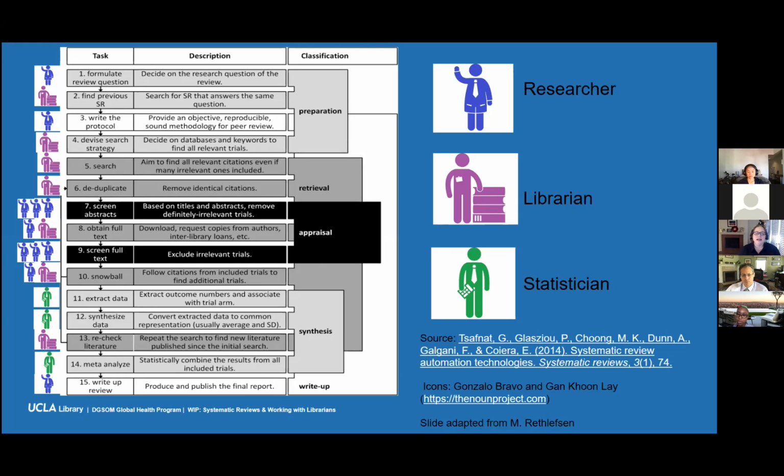Then data extraction and data synthesis, if you're doing something like a meta-analysis, is important to involve a statistician. At some point, these particular steps often take months to years, and so there is an opportunity to connect with the librarian and recheck to make sure you haven't missed anything really important that just got published before you submit to a journal. If you're doing the meta-analysis part, you want to do that just before you do the write-up. And those are sort of the basic steps.